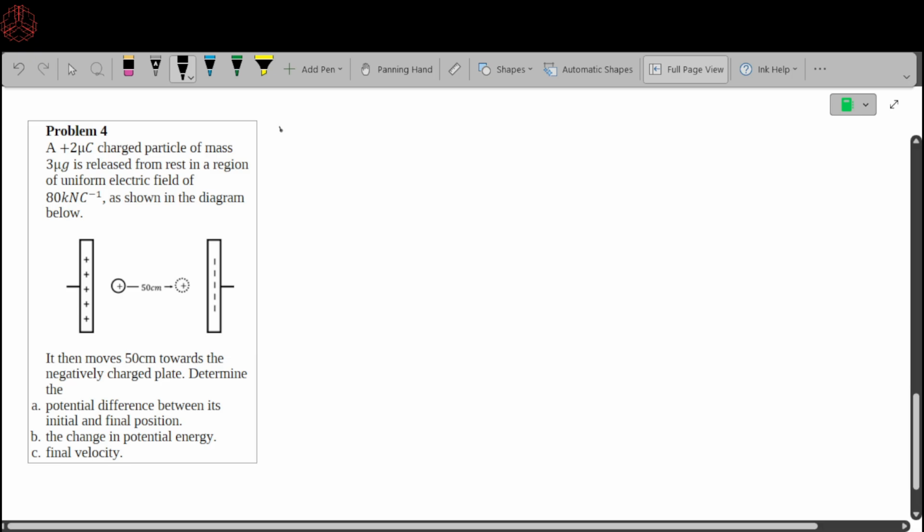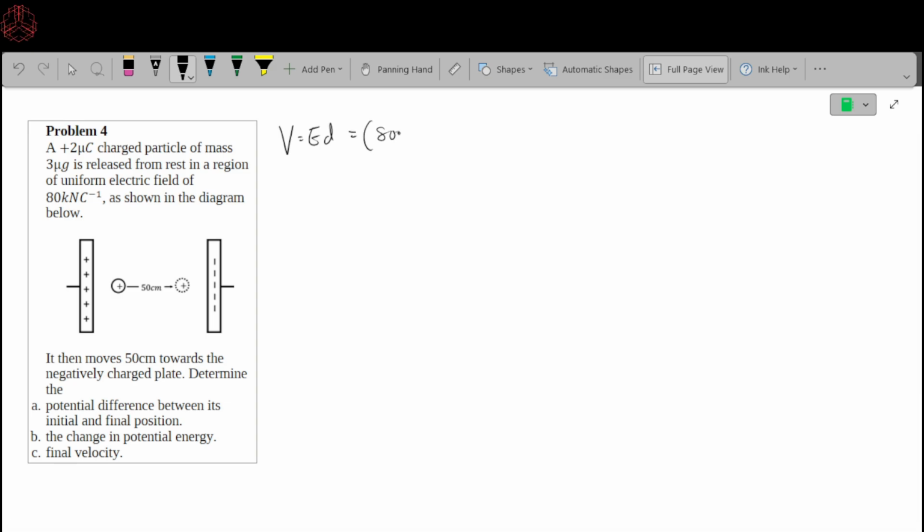Again, I have V equals E times d. So my V is E, which is 80,000, times d. The distance traveled is 0.5, and that would give me 40,000 volts. So that's the potential difference.